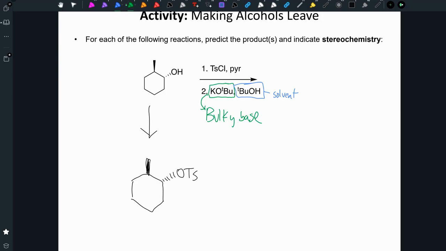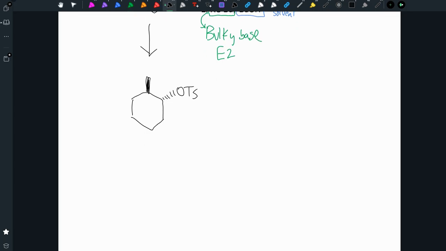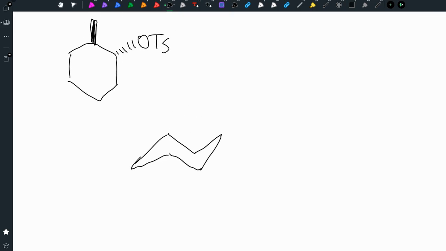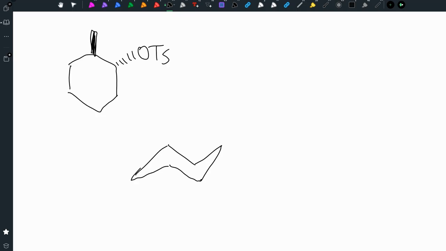So I'm adding a bulky base, which makes me think E2 reaction. Now I have a 6-membered ring. I have some stereochemistry going on. I'm probably going to want to draw a chair for this molecule. Not my best work. Let's try that again. Still not happy with that chair, but I'm going to let it ride. So I need to choose, maybe call this carbon 1, carbon 2. If I do this, 1, 2, I have my methyl group going up here. I have my tosylate group going down here.